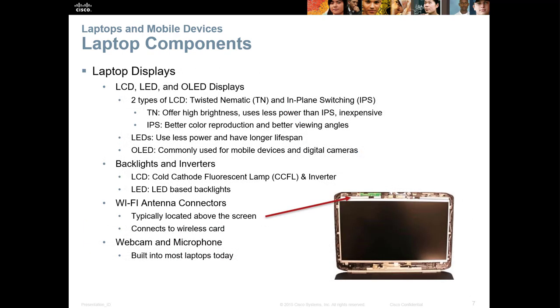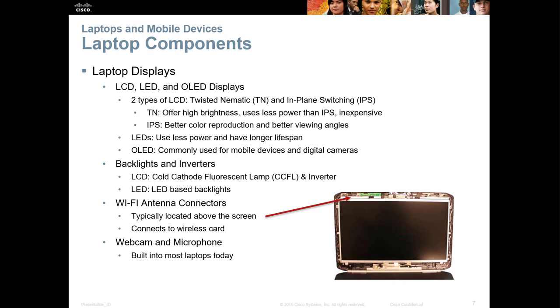We have three main types of displays: LCD, which stands for liquid crystal display, LED, light emitting diode, and OLED, organic light emitting diode. The two most common technologies used in manufacturing of LCD displays are twisted nematic, or TN, and in-plane switching, IPS. TN is the most common and oldest.